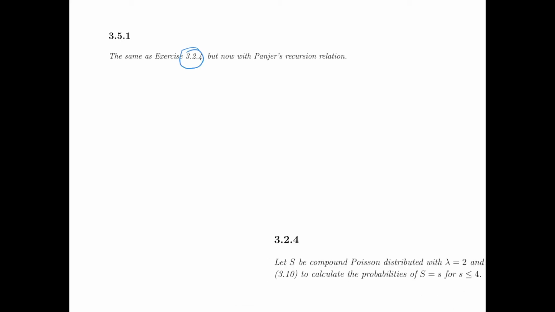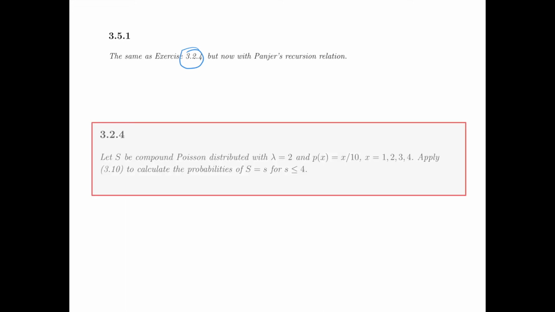In exercise 3.5.1, we have to go back to exercise 3.2.4. And as you can see in exercise 3.2.4, we have a random variable S, which has a compound Poisson distribution with intensity parameter lambda equal to 2 and with a probability function p(x), which is given by x over 10. And the question is the same as in exercise 3.2.4. We have to determine the probability function of the random variable S.